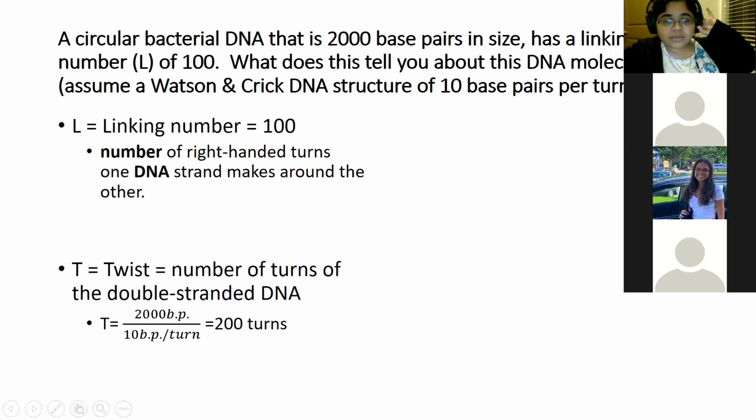Do you always divide by the 10 base pairs per turn? It depends on the question itself. If it says to assume a Watson and Crick DNA structure of 10 base pairs per turn, then you would divide it by 10. The question itself will tell you how many base pairs per turn there are, okay?